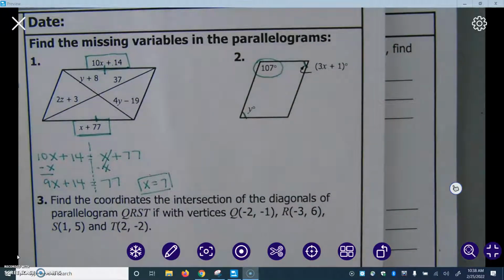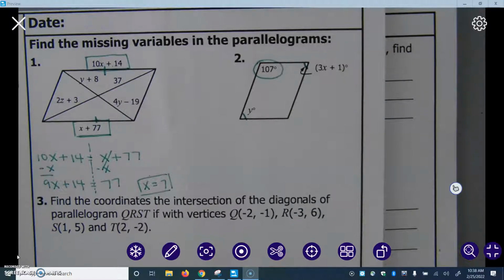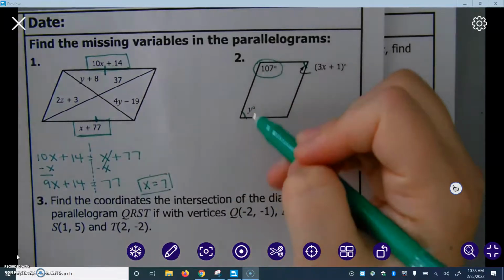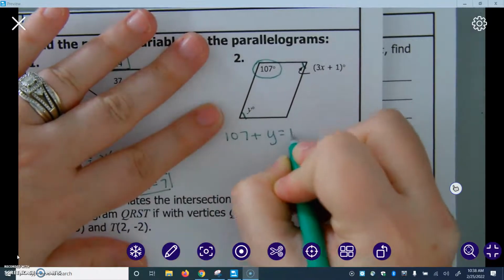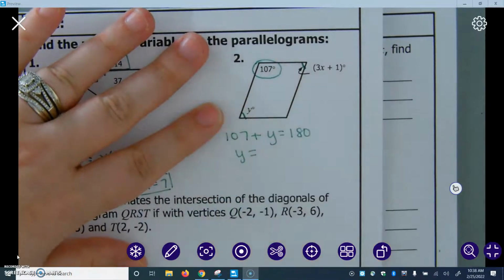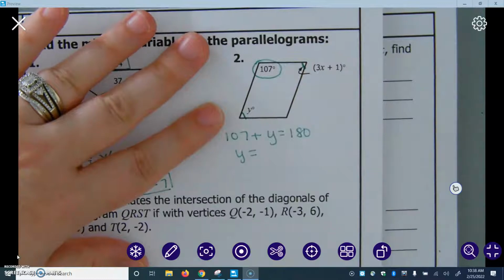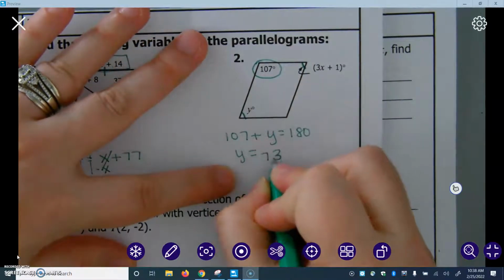I want you to think about and even look at the picture. Look at the size of angle 107 and look at the size of the y angle or the 3x plus 1 angle. We only have two choices: 107 equals y, or 107 plus y equals 180. Which one do you think is true? Because they're consecutive, they're on the same side, 107 plus y equals 180. So 180 minus 107 is 73 degrees.